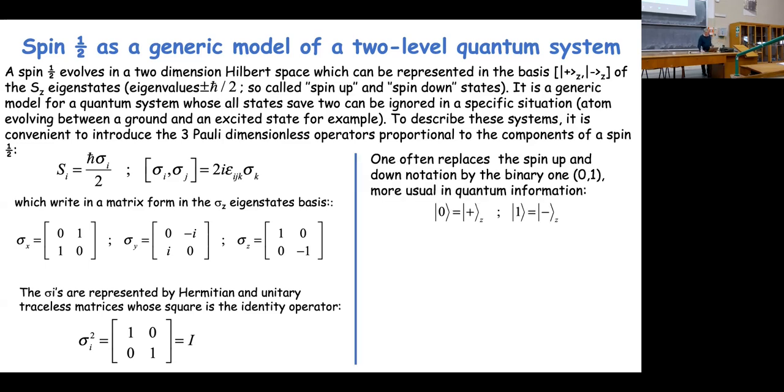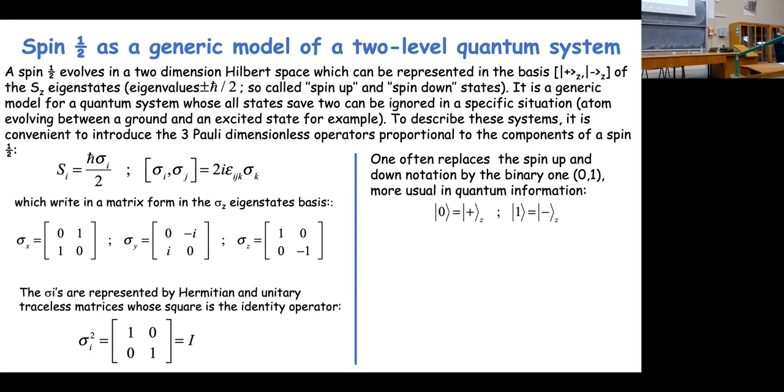I show you also another notation which will be useful in the following. In fact, it doesn't matter whether it's a spin or not. If you have a physical system which can evolve only between 2 states, whether it's a spin or, for example, the ground state and one excited state in an atom, then you can describe all the operators with Pauli matrices.